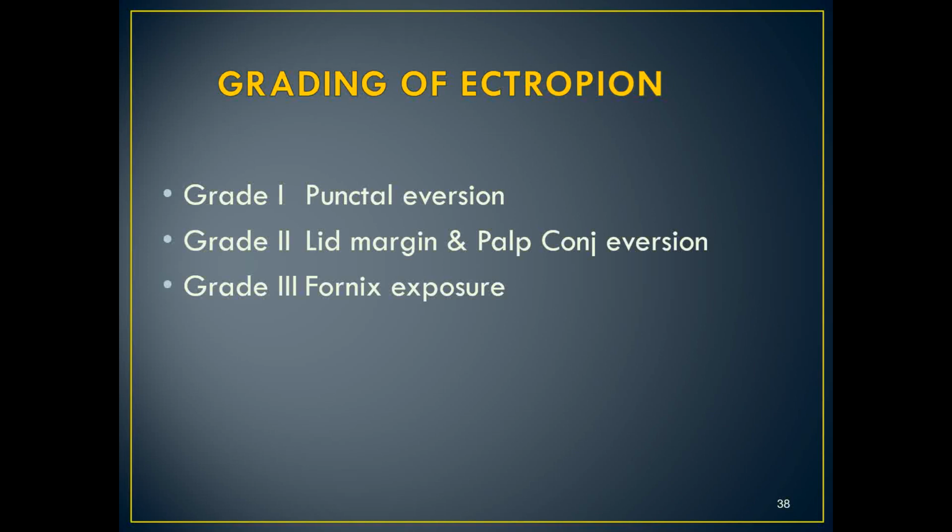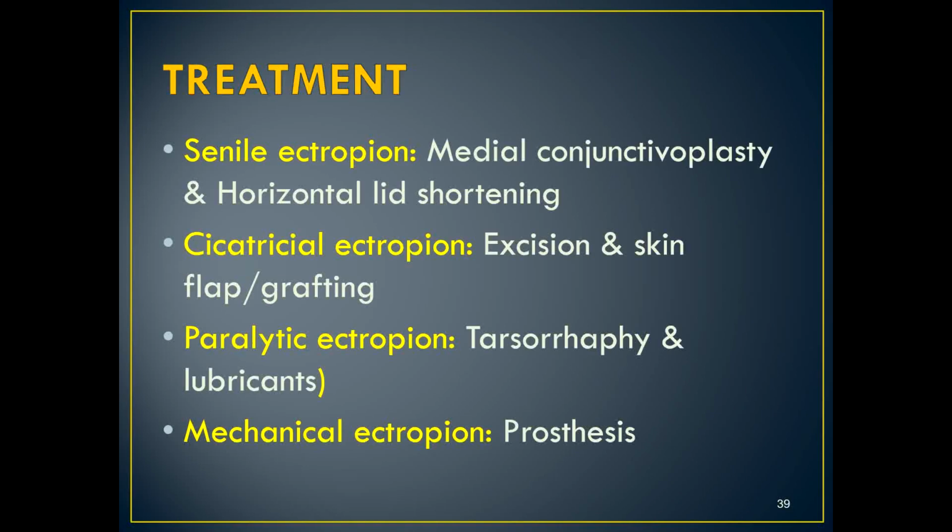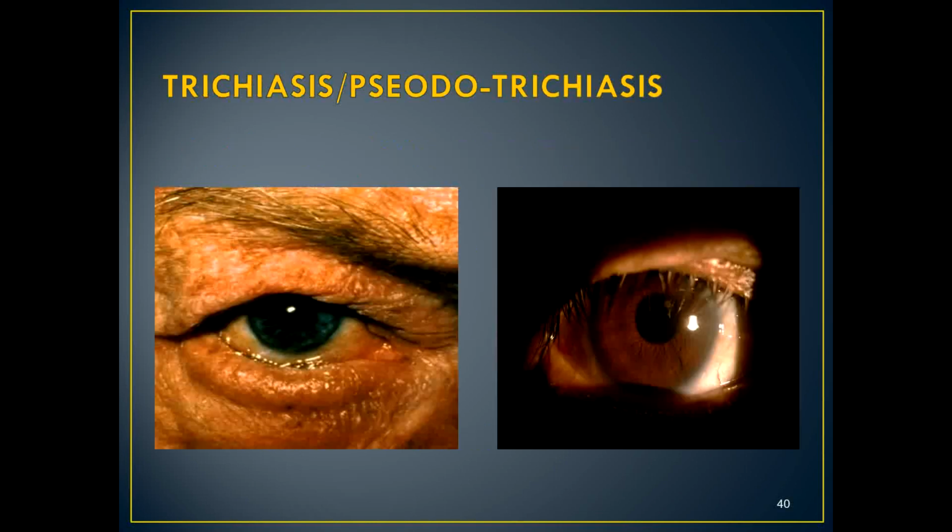Here is the grading of ectropion depending upon severity. Treatment of ectropion is surgical correction of ectropion. Trichiasis or pseudotrichiasis. Trichiasis are misdirected eyelashes. Misdirected eyelashes are commonly seen in trachoma and in upper lid or lower lid entropion, where the lid margin is rotated inward and lashes irritate the cornea and conjunctiva.